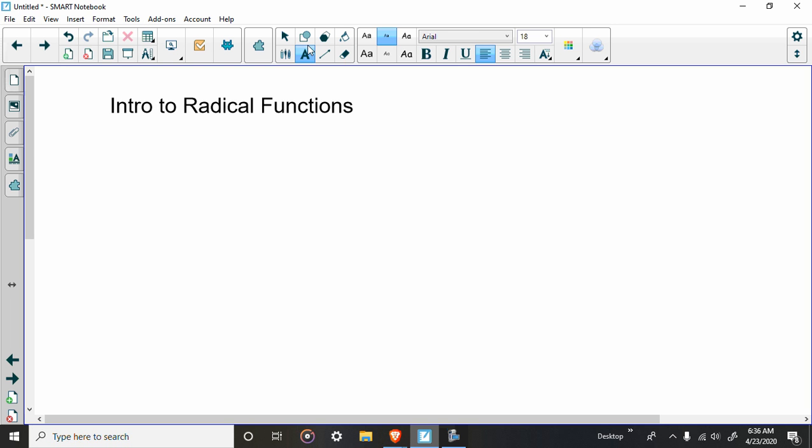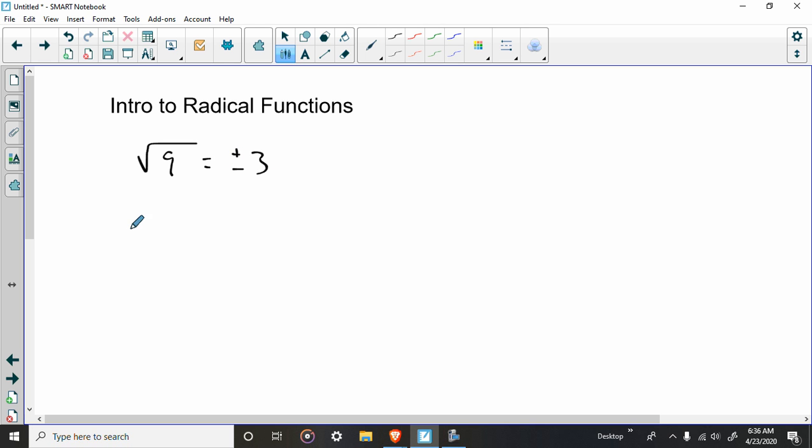So first of all, let's talk about what a radical is, and what a square root is. We should know what a square root is, right? If I said what's the square root of 9, you would tell me it is positive or negative 3. The square root of 25 is positive or negative 5. The square root of 0 is 0, because 3 times 3 makes 9, or negative 3 times negative 3 makes 9. 5 times 5 makes 25, negative 5 times negative 5 makes 25, and 0 times 0 makes 0.